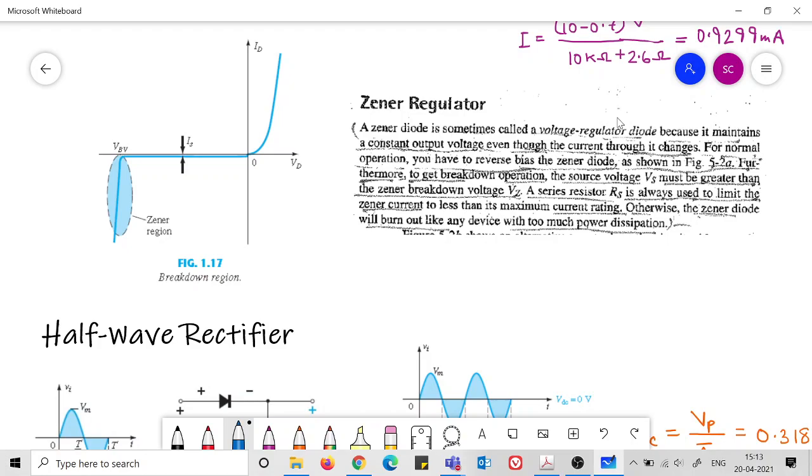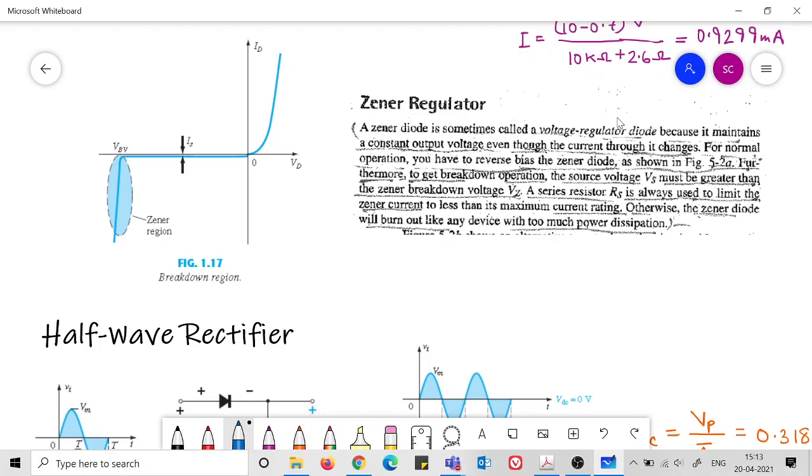It is more constant than our approximations of the diode. In the approximation of the diode also we held the voltage constant, but in reality the Zener breakdown voltage is more constant than that. So that can be used as a voltage regulator. So the Zener diode can be used as a voltage regulator.